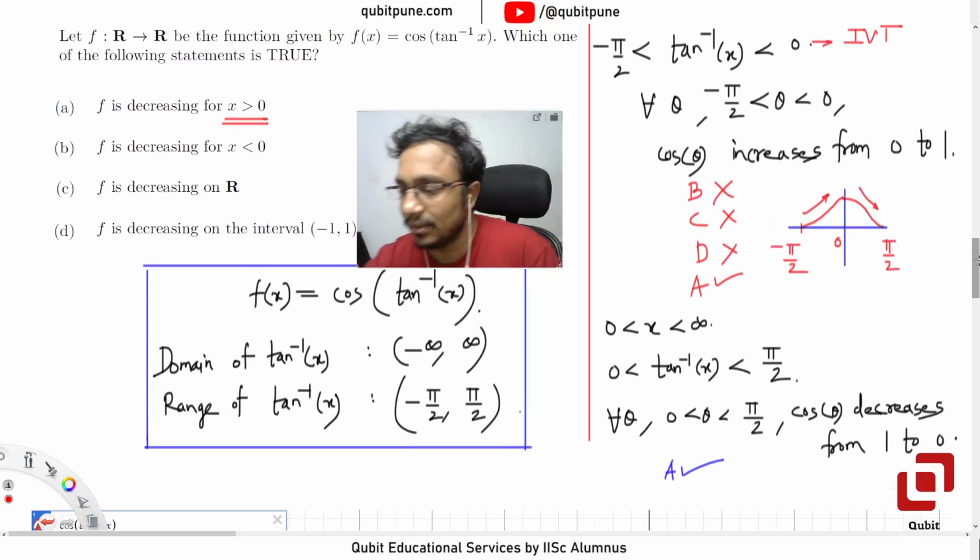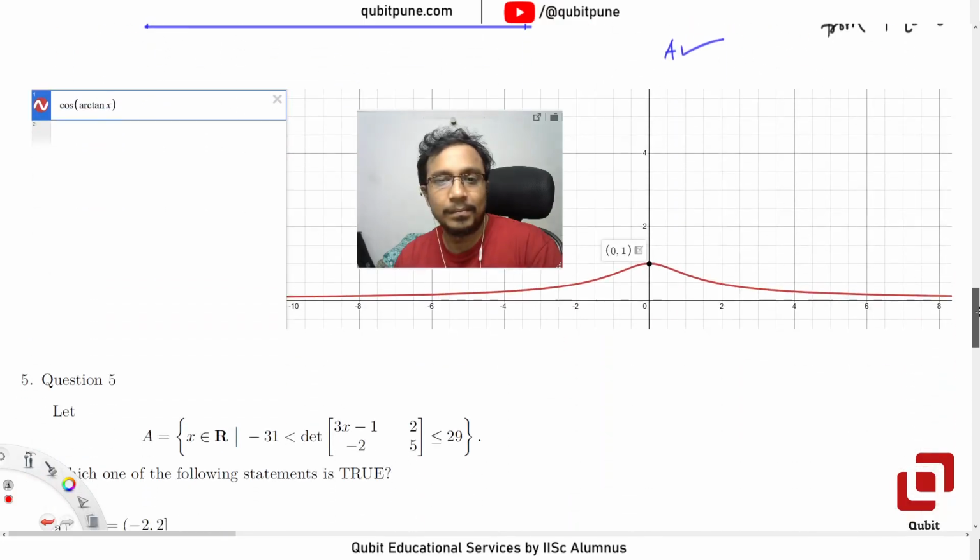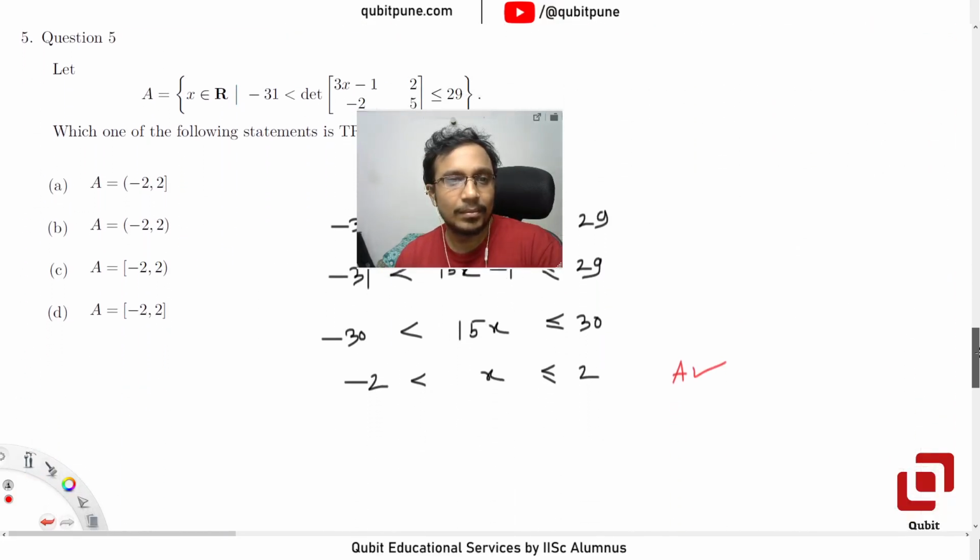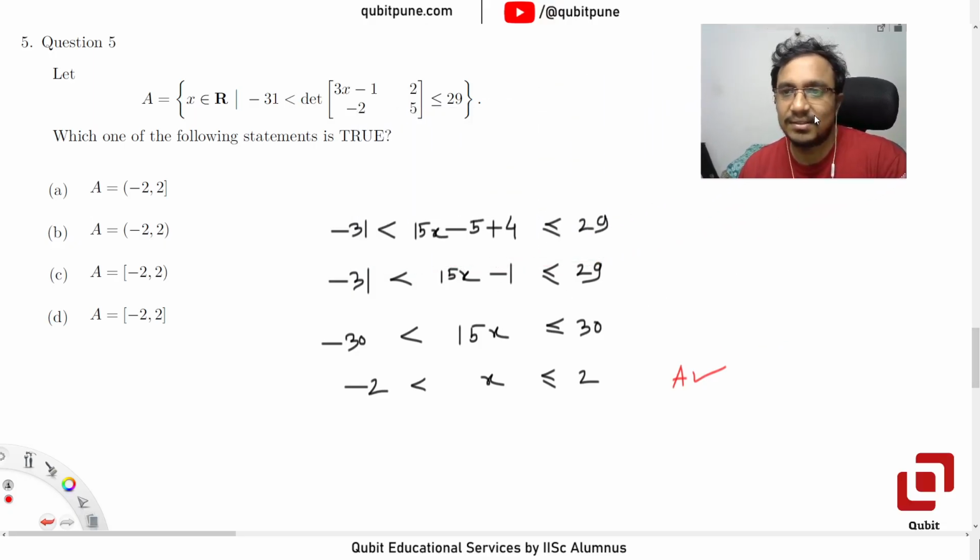Let's go to the next one now. Yeah, this is the graph that I had drawn. Yeah, I think this was the easiest.